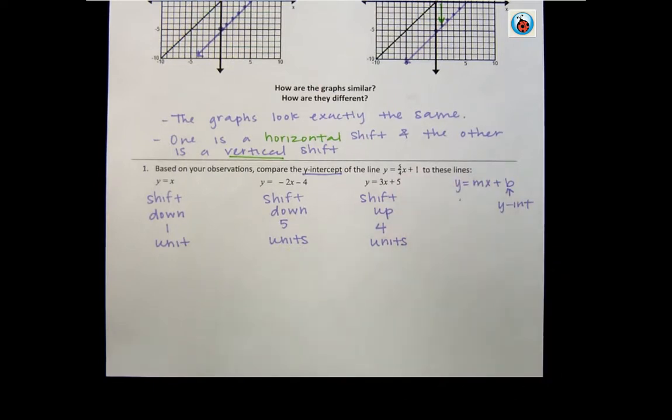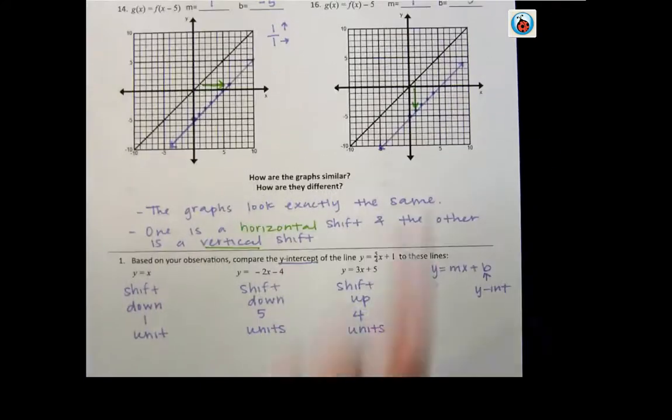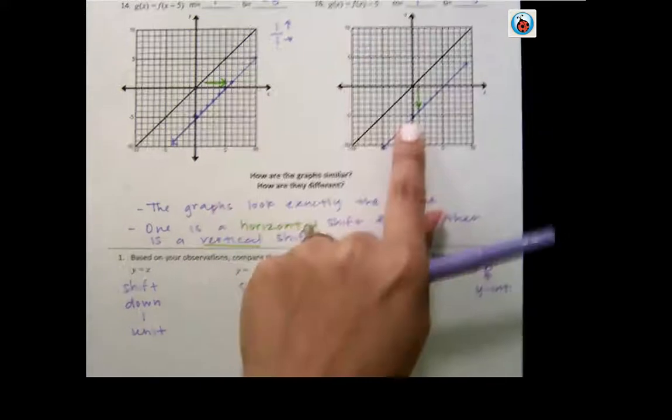Remember that if it is inside the parentheses, it is a horizontal shift. And if it is on the outside of the parentheses, it's going to be a vertical shift.